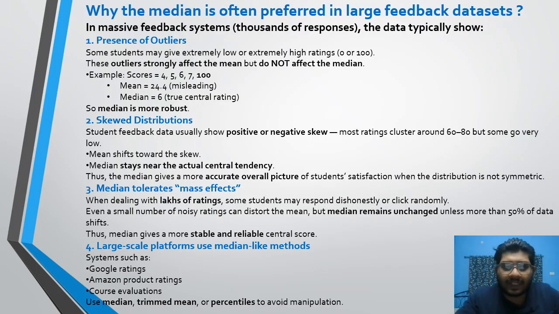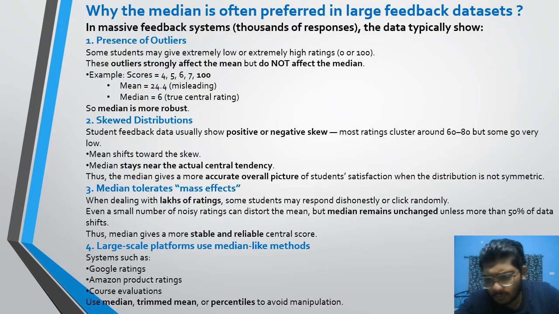Now, for example, you see 4, 5, 7, 6, 7, and 100. So you can see the 100 is obviously an outlier. And the mean it gives is 24.4, which is misleading because the numbers are literally small numbers, 4, 5, 6, 7, and then the 100 is a very big number. And the median, on the other hand, gives us 6, right? So it gives a central value, and it is true, right?